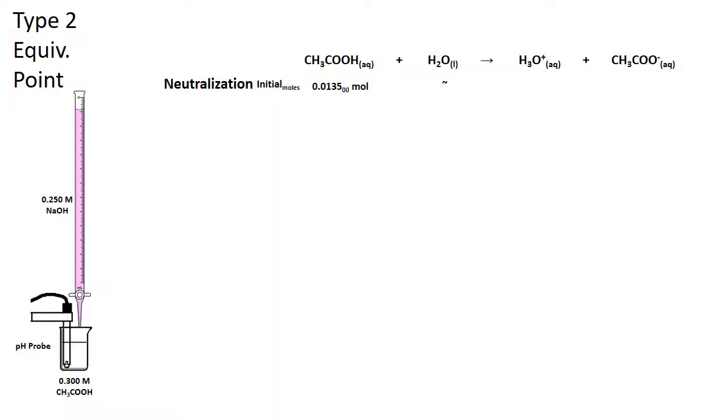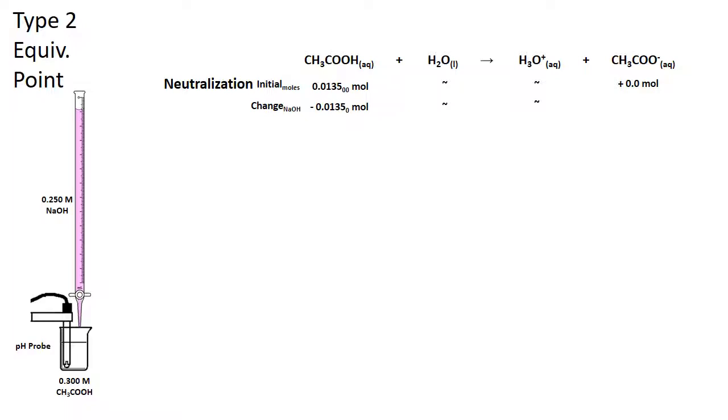In a neutralization reaction, we won't worry about the water or the hydronium for the time being, but we will recognize that there are no acetate ions present until the neutralization begins. Now, the neutralization takes place when we add sodium hydroxide. However, at the equivalence point, we're adding the same number of moles of sodium hydroxide as we have moles of acetic acid. That's the whole point. We're going to neutralize all of the acetic acid.